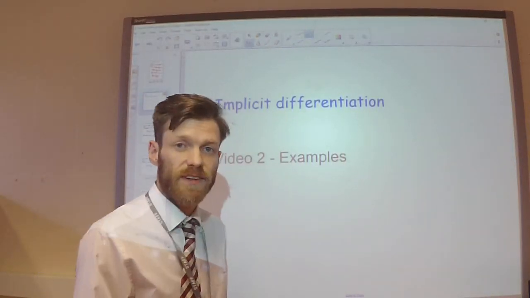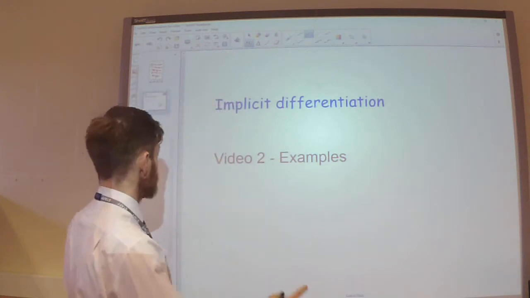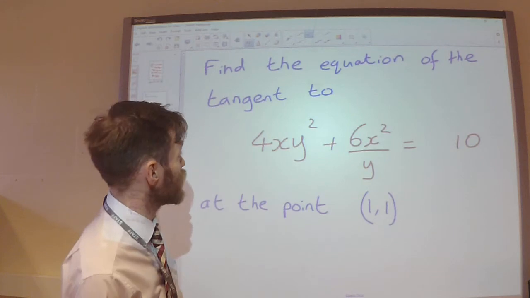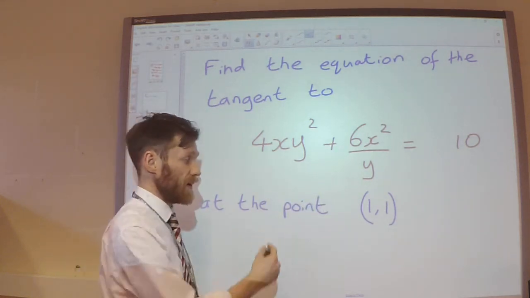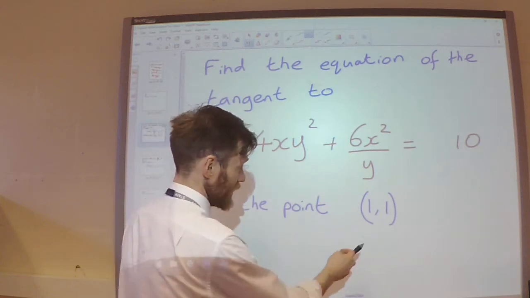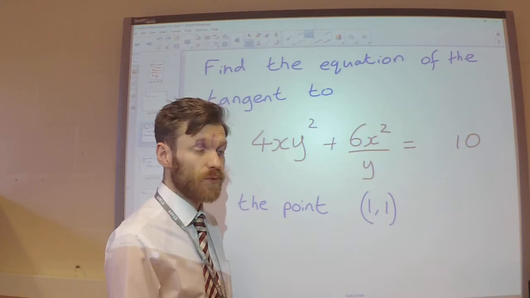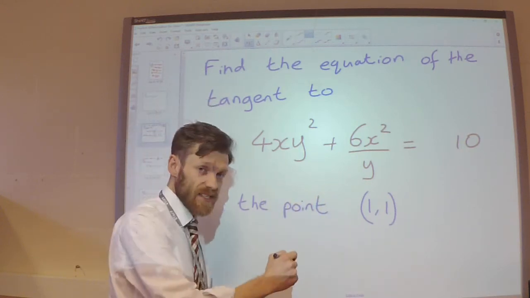This is the second video on implicit differentiation, where we're going to have a look at two different examples. So here's the first example. We're asked to find the equation of the tangent to this curve at the point when x is 1 and y is 1. So as usual, when we want the equation of the tangent, we need to get the gradient. To get the gradient, we're going to need to differentiate this.